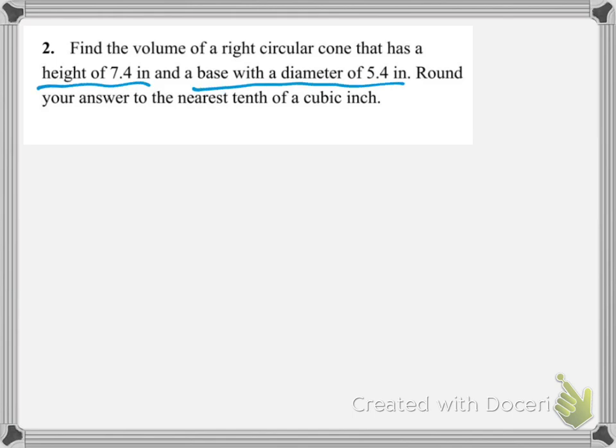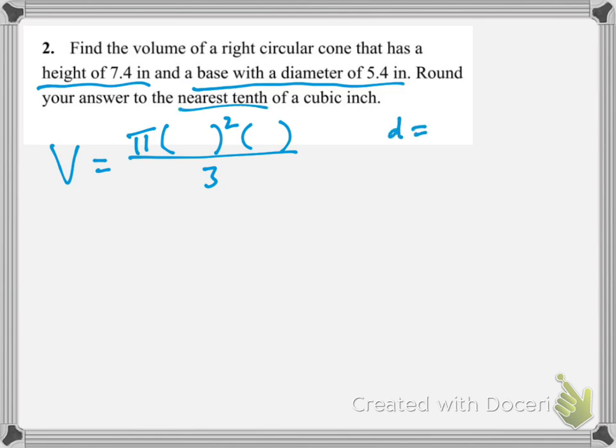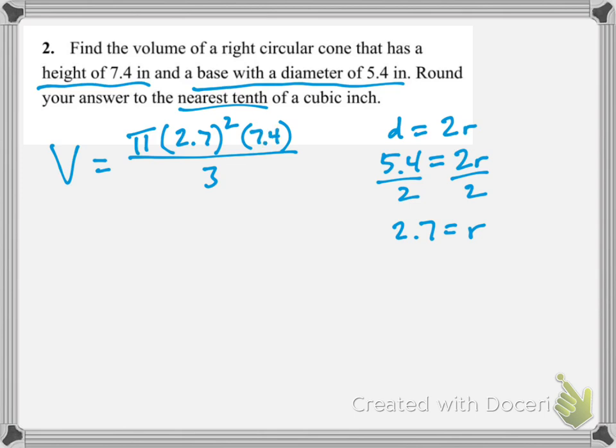Now it says the diameter is 5.4. Now again, like I said in the last section, if you guys are just skimming these problems, you're just going to put in 5.4, and you can't do that, okay? Again, nearest tenth. So the diameter is 2 times the radius. The diameter is 5.4, so we just take half of that. So the radius is 2.7. Okay? Height, 7.4. All right, so pi times 2.7 squared times 7.4 divided by 3.